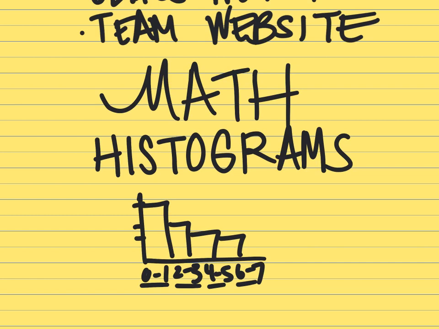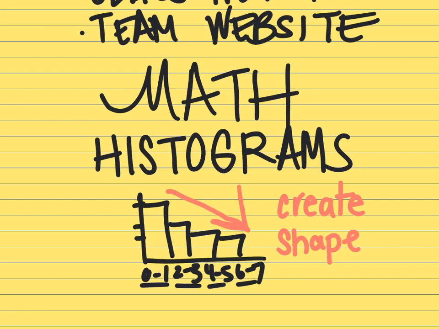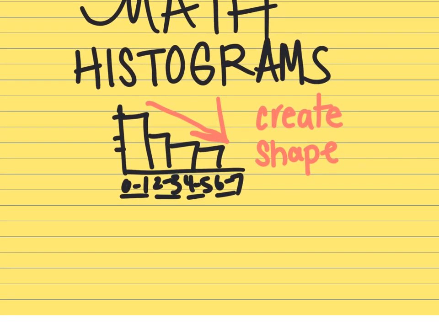In order to finish up histograms, you should be able to create a histogram, which we have worked on for the last couple of weeks. Not only should you be able to create a histogram, but you should be able to determine the shape of the histogram. In this case, this one is a right skewed histogram because it's going down on the right hand side.